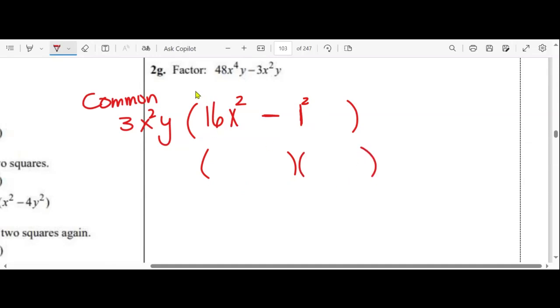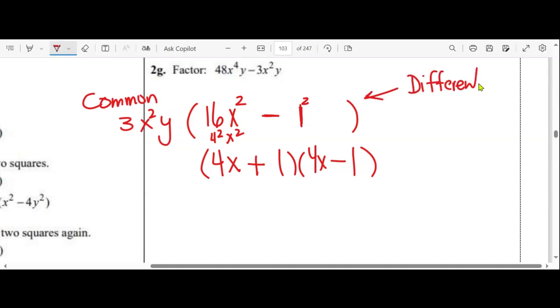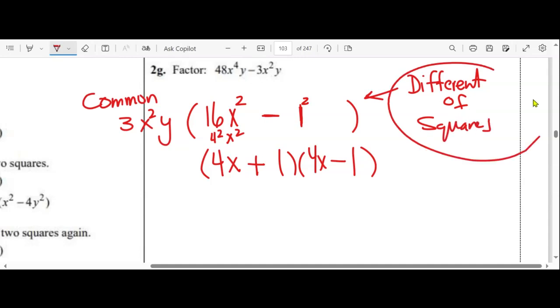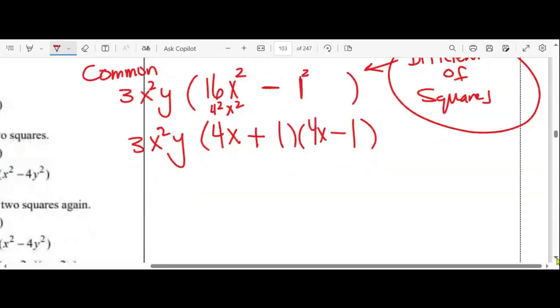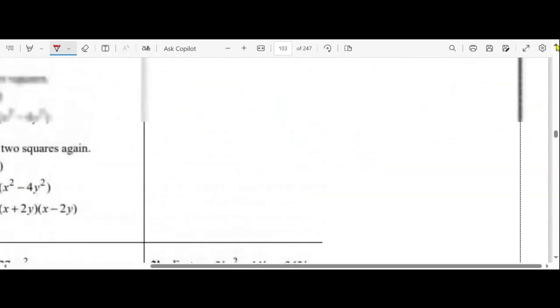Can I factor this? 16 is what by what? 4. So it's going to be 4x, correct? And 1. 1 times plus, 1 times minus. Because this is called difference of what? Squares. Don't forget to bring down the 3x squared y. Is that clear? Yes? No?